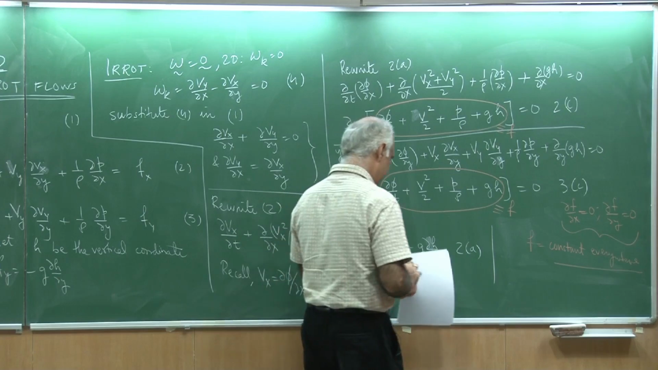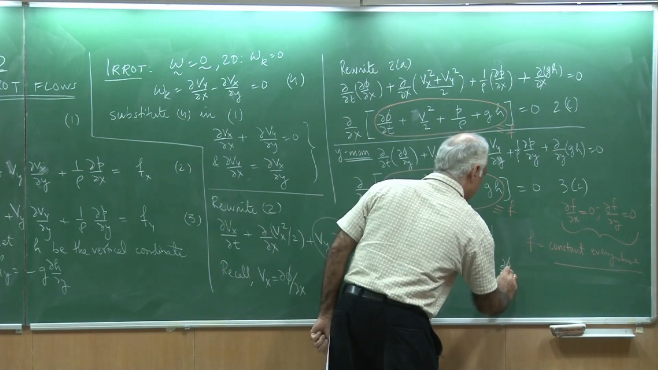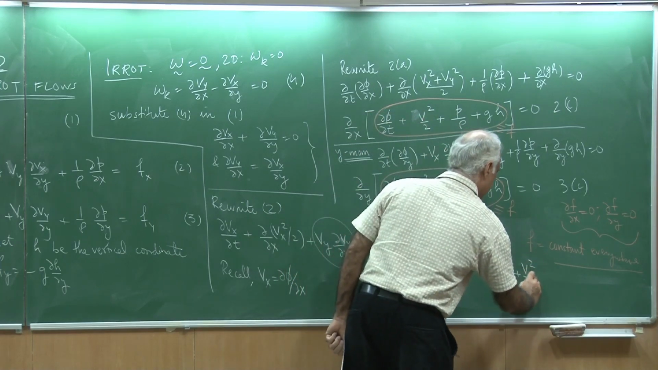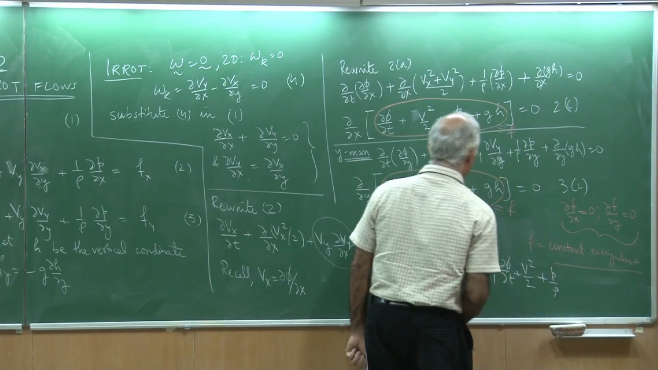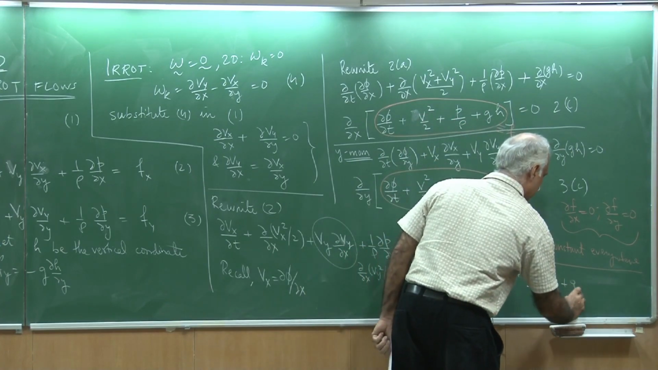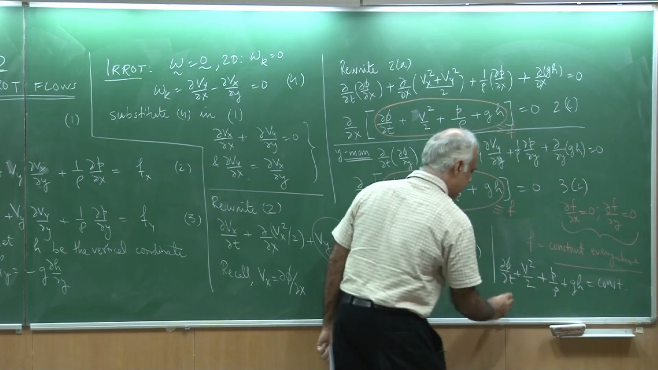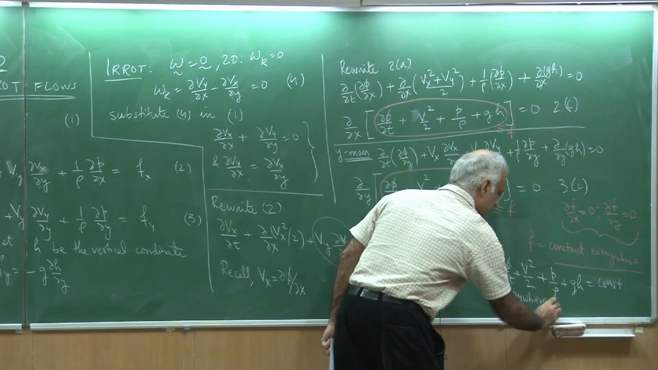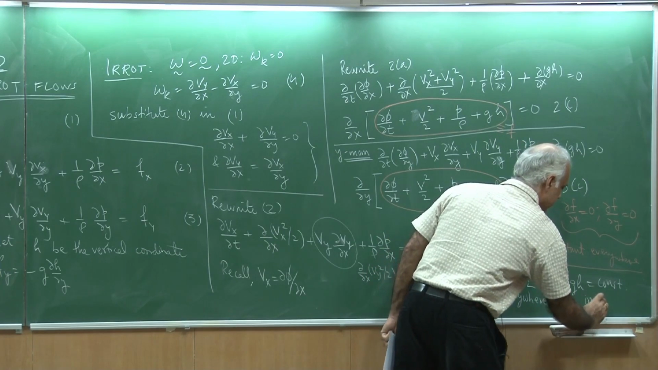So therefore, I am able to now say that del phi by del t plus v square by 2 plus p by rho plus GH is constant everywhere for an irrotational flow.